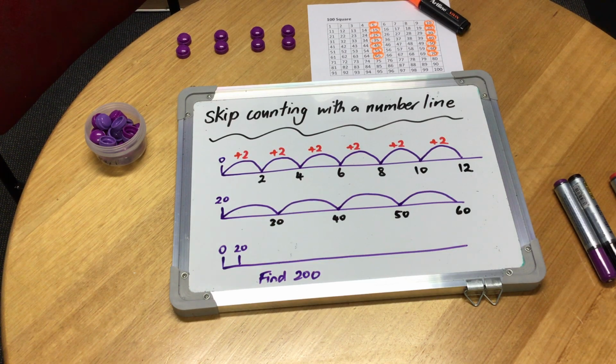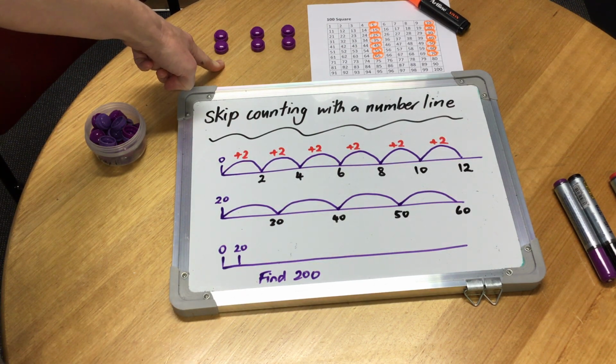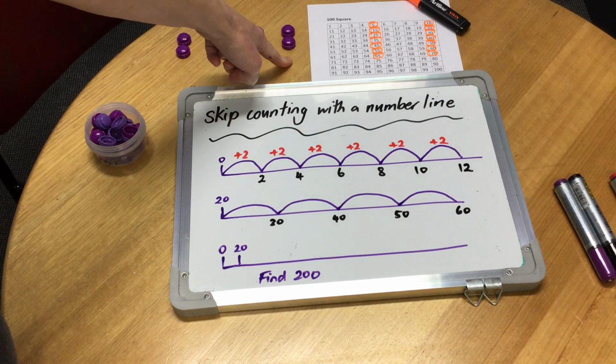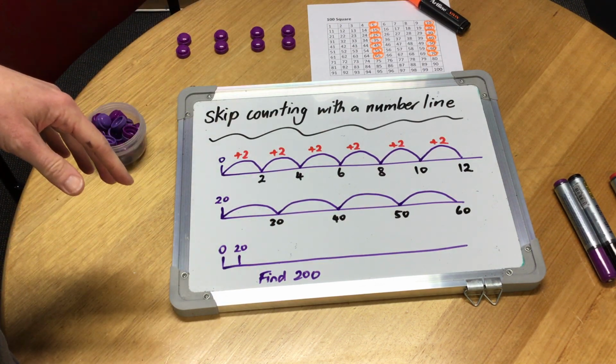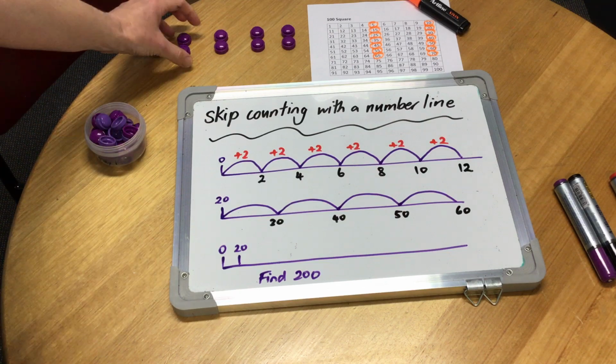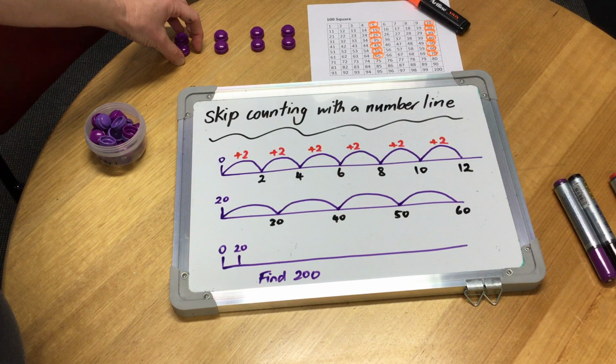Hi everybody. Today we're going to be learning about skip counting with a number line. When we start skip counting, we often group objects, starting with our 2s and then moving into our 10s and 5s and then going into different numbers. The reason we do it is we're training our brain to see that as one unit.